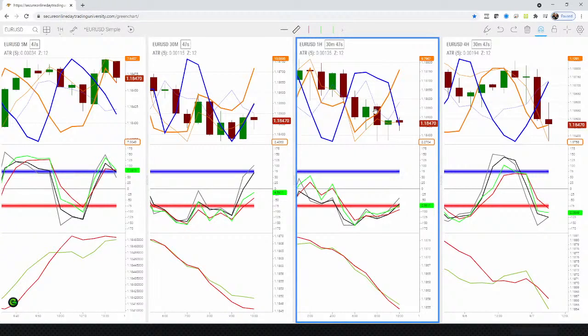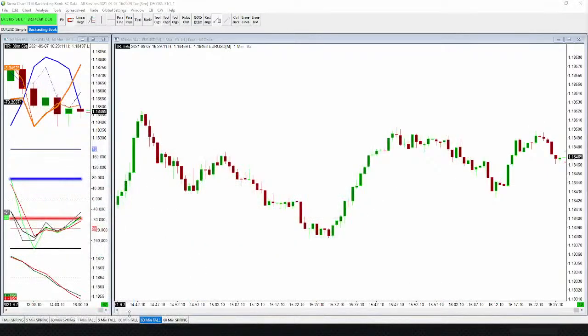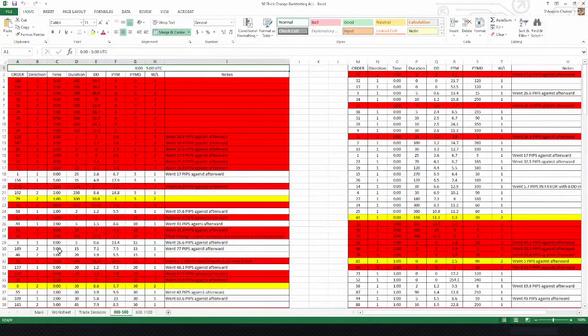So just a heads up there. If you guys are finding that you're not finding consistency with your stop loss and take profit using the ATR, that could be because you're jumping between 2 different trade sessions. Maybe you're catching the tail end of one trade session and then moving into the next. So just be aware of that.